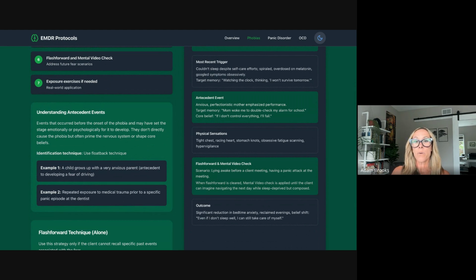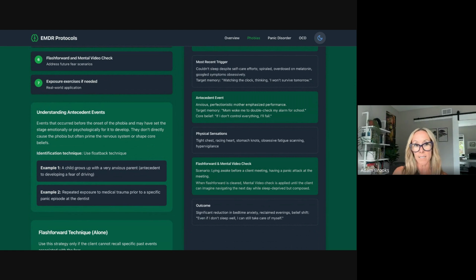Then we moved on to the antecedent event, where she had an anxious, perfectionistic mother who emphasized performance. The target memory was mom waking her up to double check her alarm for school. The core belief is, if I don't control everything, I'll fail. So once you've cleared that antecedent event, you move on to the physical sensations.